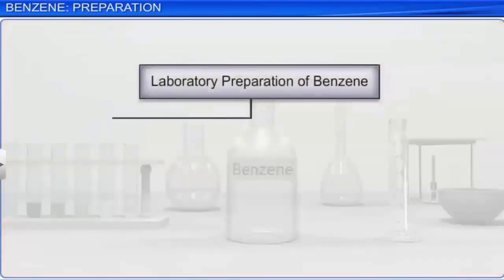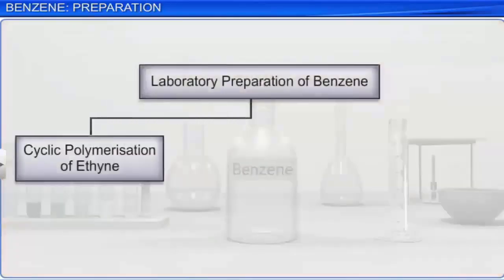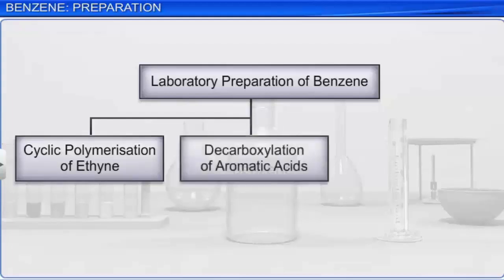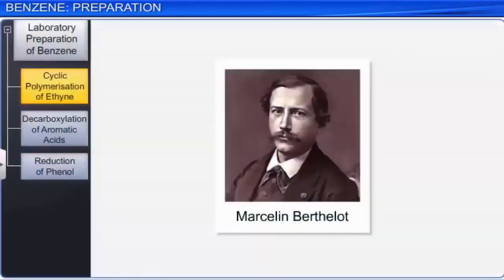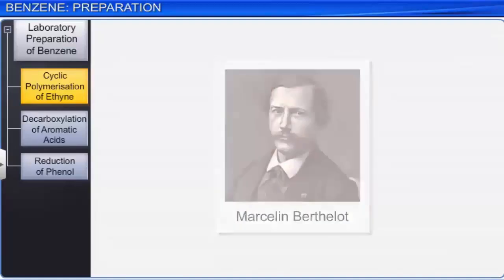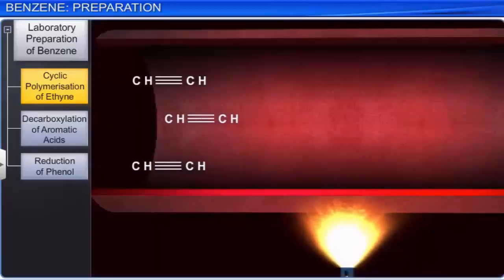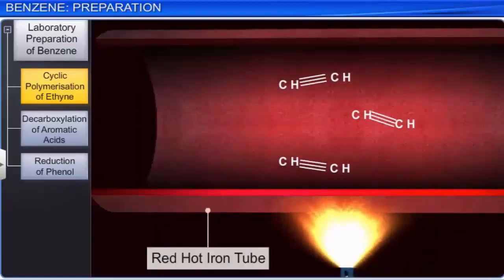Cyclic polymerization of ethyne, decarboxylation of aromatic acids, reduction of phenol. Let's look at the cyclic polymerization method. Benzene was first synthesized by Marcellin Berthelot by passing ethyne through a red-hot iron tube at 873 Kelvin.